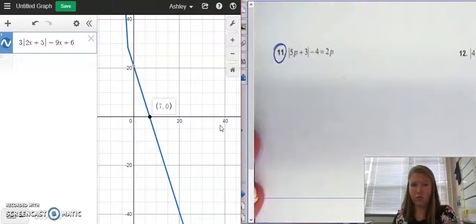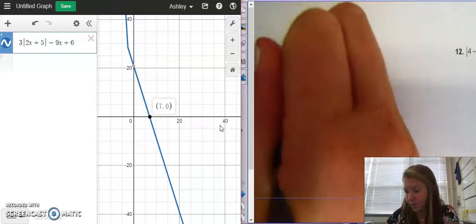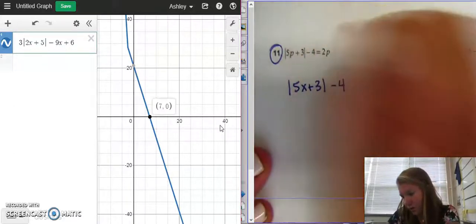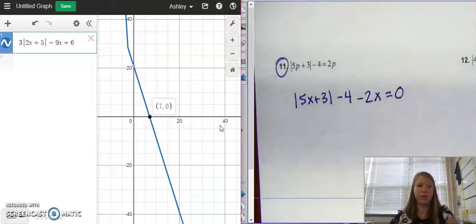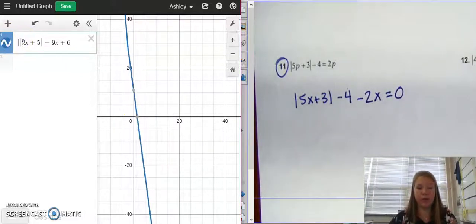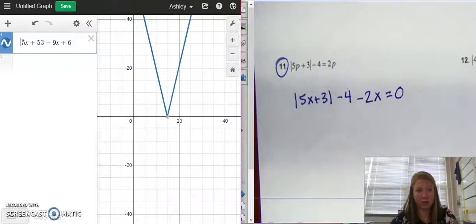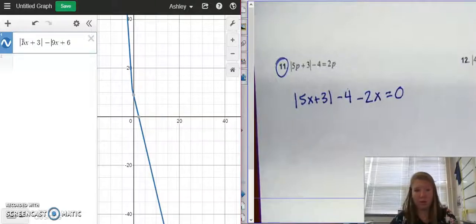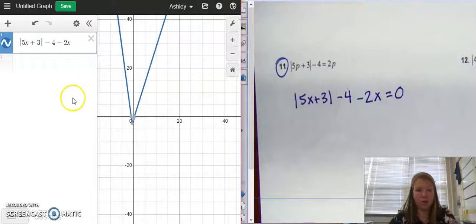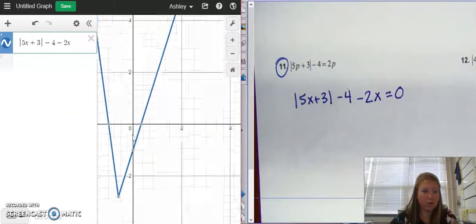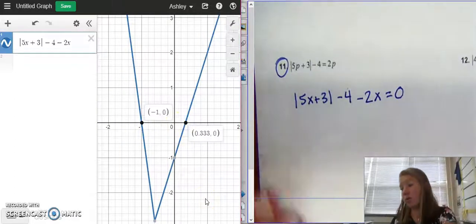All right, 2 more. 11, again, the p's, we're going to make x's for Desmos. And then I'm going to make this a minus 2x, set it equal to 0. Type this in, so I'm just going to change what I already have here. 5x plus 3. And then minus 4 and minus 2x. And if we zoom in here, we see 2 solutions, one at -1 and one at 0.3 repeating.